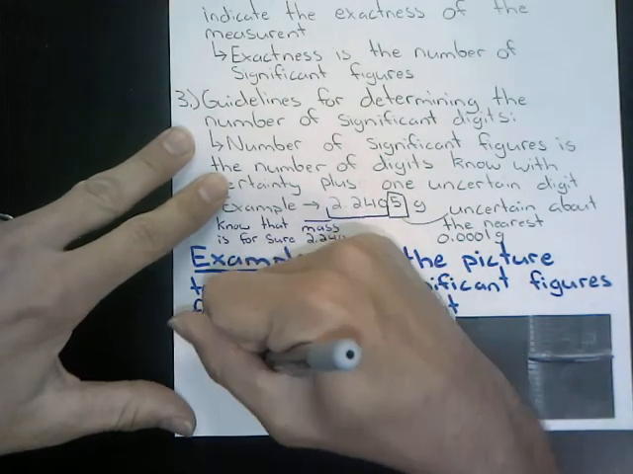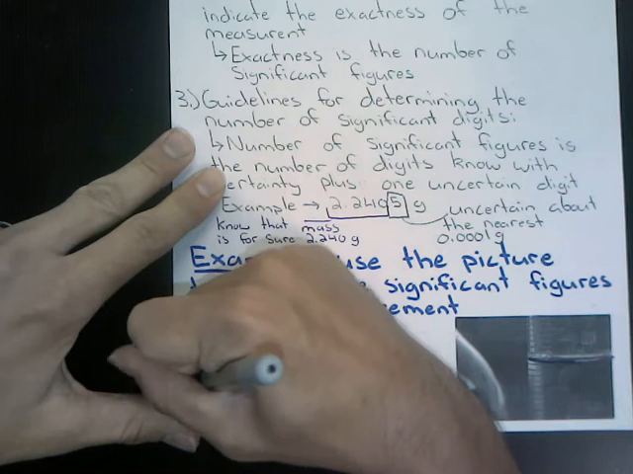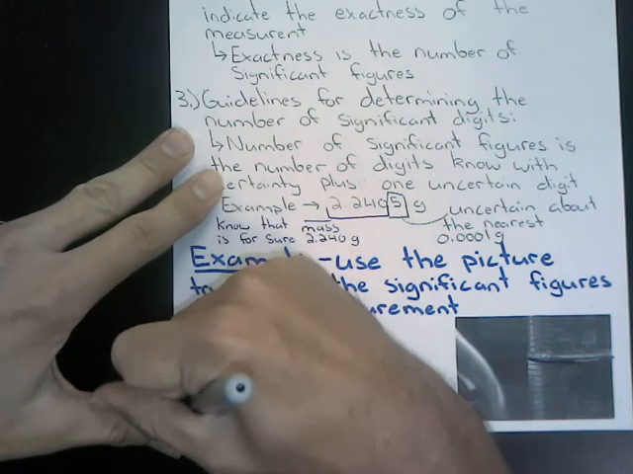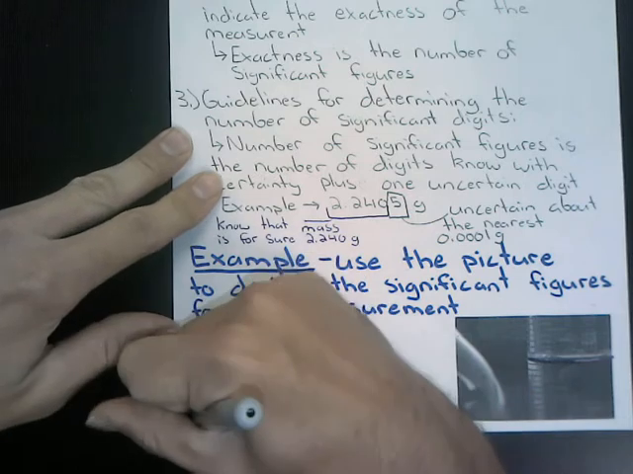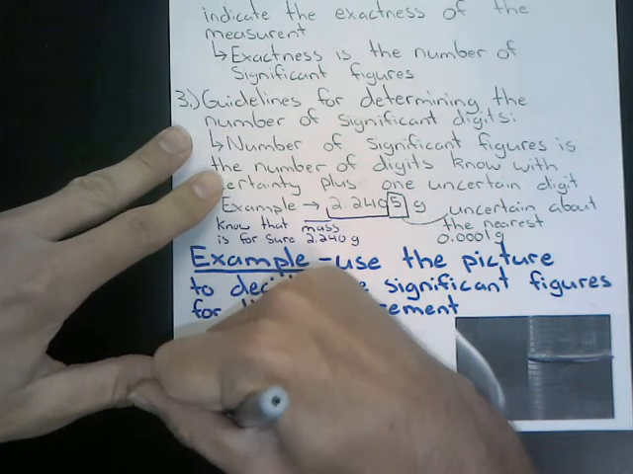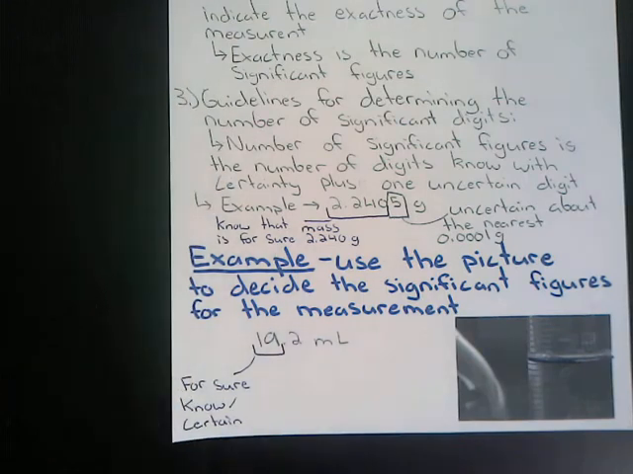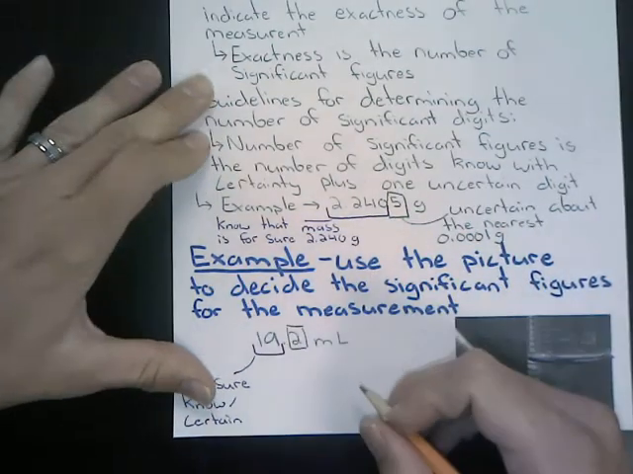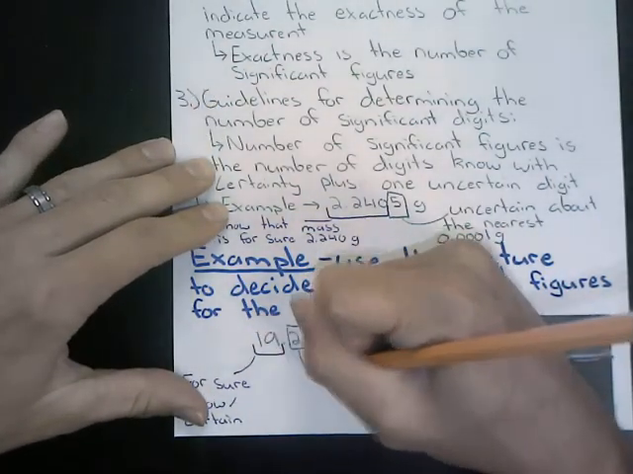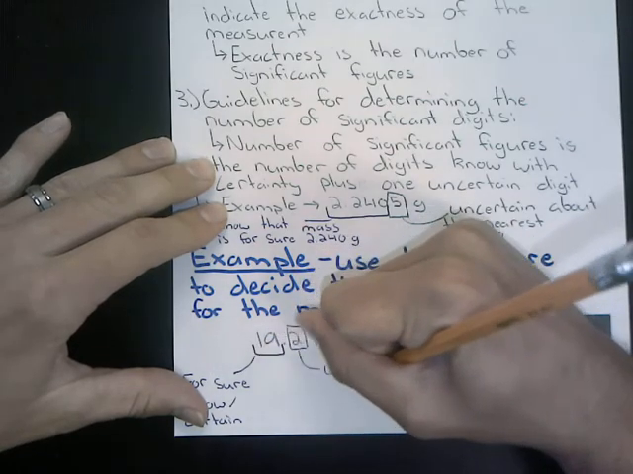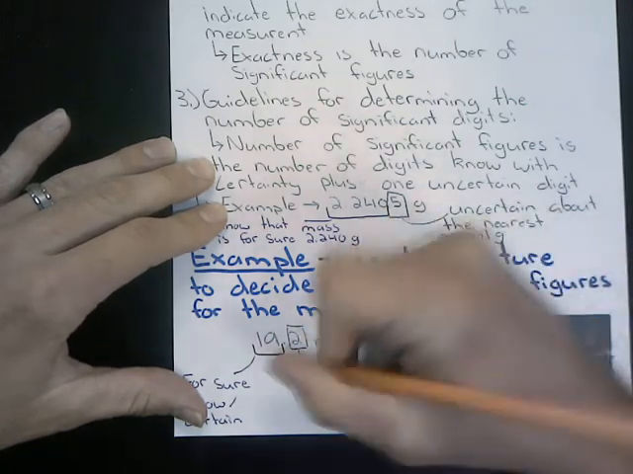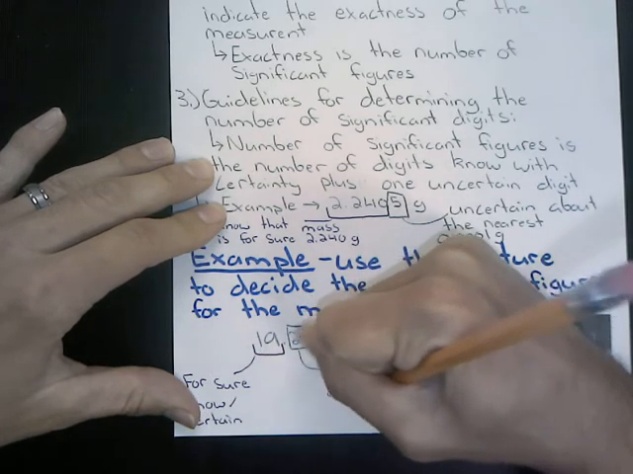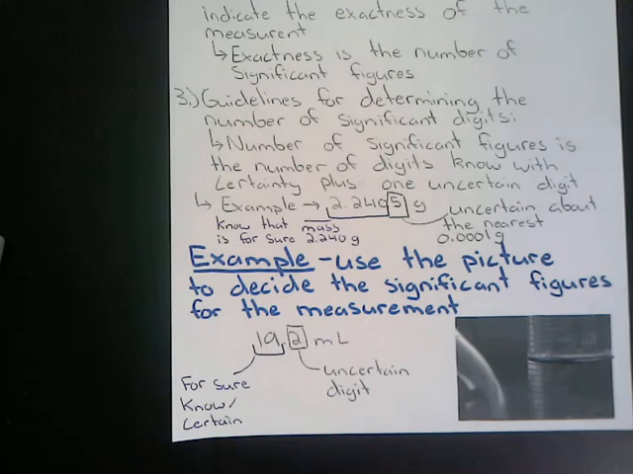Again, the 19 right here is what I for sure know, or we call that our certain digit. The 0.2, and I'll box it in here, this is what I'm uncertain about. And so that is that one uncertain digit. So again, always estimate what you know plus one digit that you're uncertain about. And that's really key to be able to get significant digits correctly.